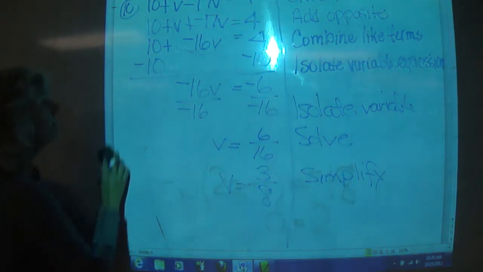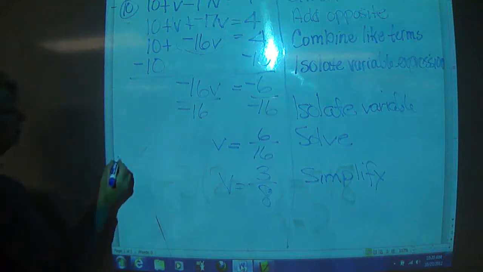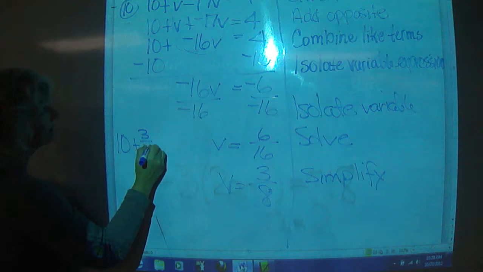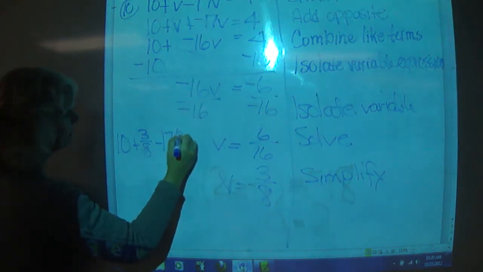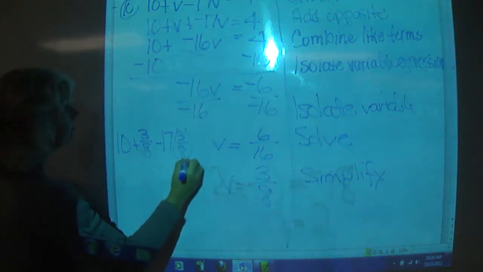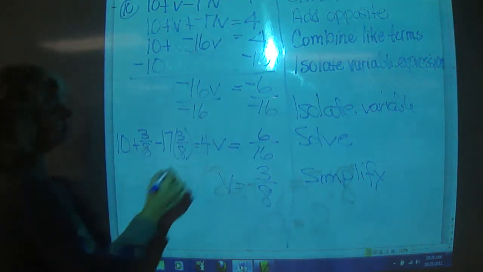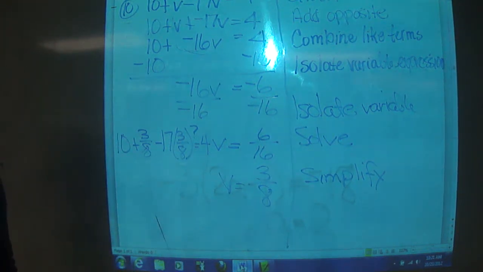Put it back in the problem. Ew, it's a fraction. Do we really have to? Well, if it's on our midterm, is it a good idea? Absolutely. So take 10 plus 3/8 minus 17 times 3/8 equals 4. And do we say equals 4? No, we put a question mark over it. We say, does it equal 4?